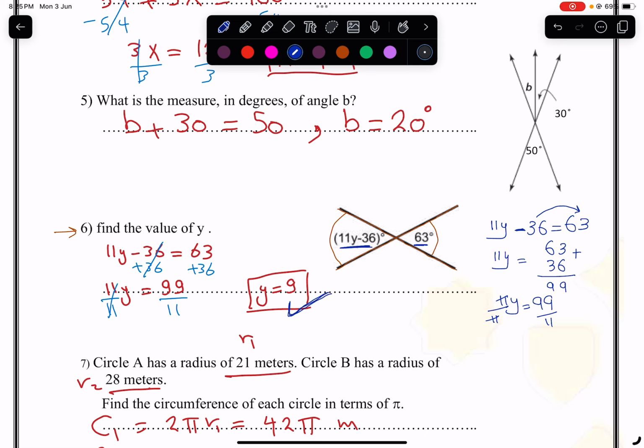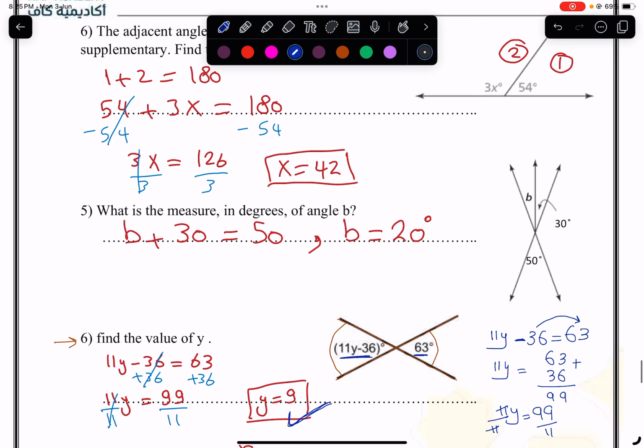This is the vertical angle. Vertical angle, like x. Opposite angles are equal to each other. Now we have another vertical angle. Look with me.